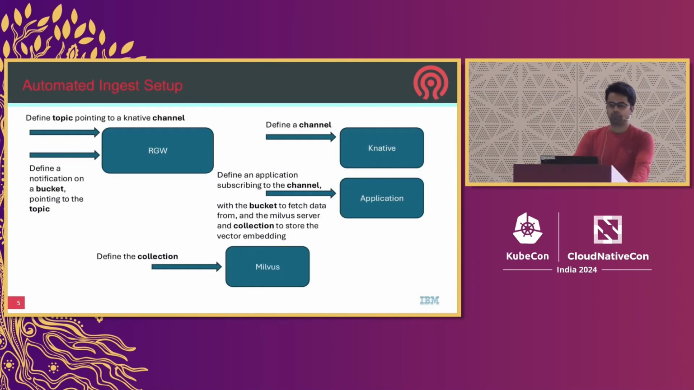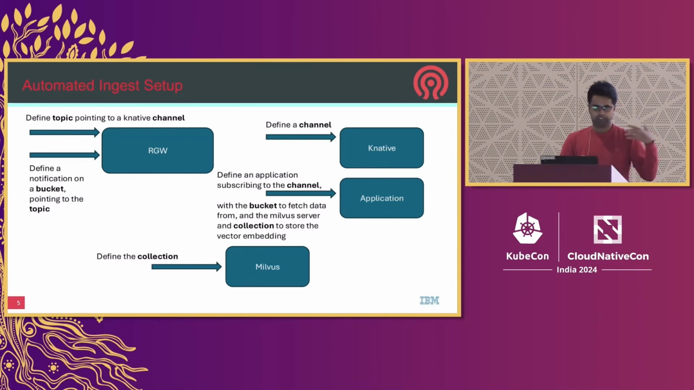Okay. Now, what we have done: basically, we have RADOS, which is an S3 store provided by Ceph. You can put your data or objects in the S3 bucket. And we have a Knative solution, which is a kind of channel. When you upload data to the S3 bucket, we send a notification to that channel. This notification will be consumed by the application which we developed, and it will create an entry in Milvus.